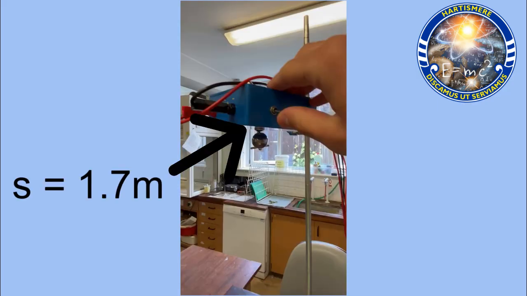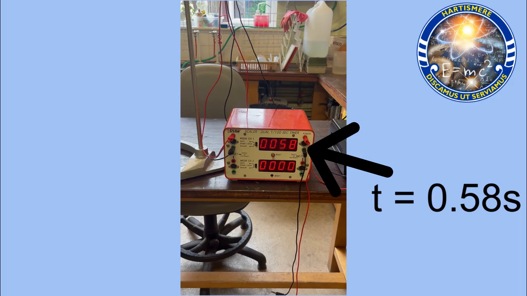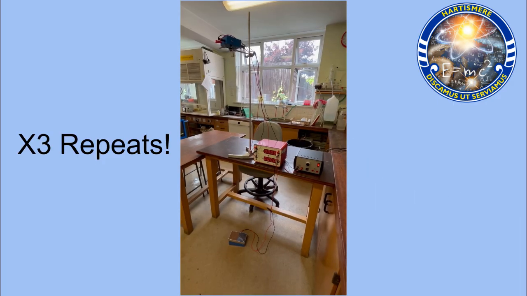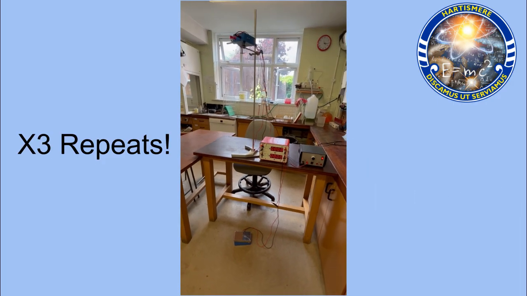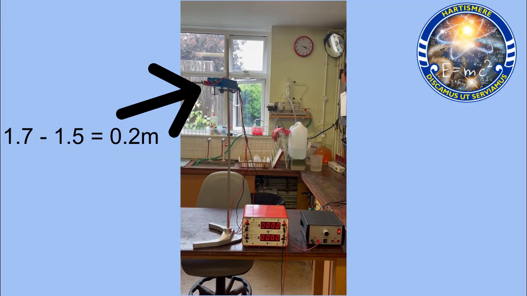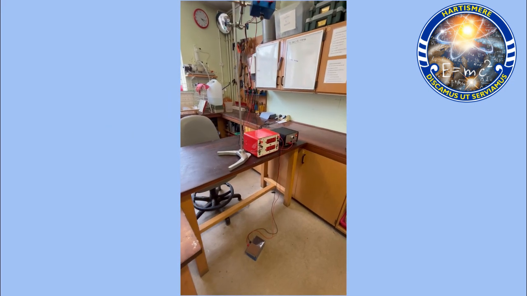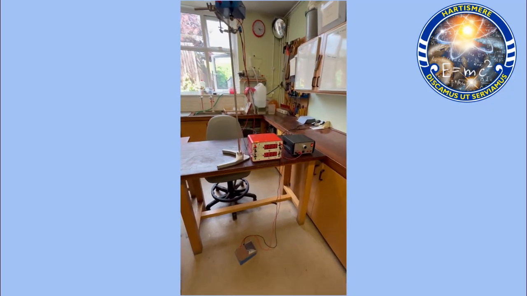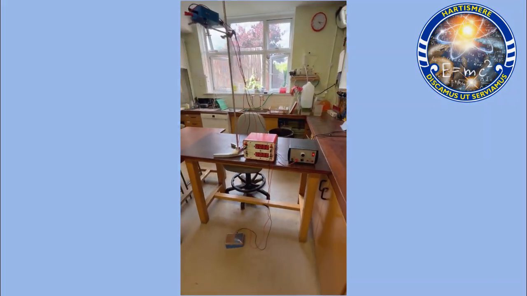Record the height at which you release the ball from the electromagnet and record the time taken for it to fall this distance. Repeat the experiment at this height at least 3 times to validate your results. Same as before, reduce the height by a constant amount each time, for example 0.2 meters for each repeat, and repeat the experiment. Do this for a minimum, again, of 6 heights.